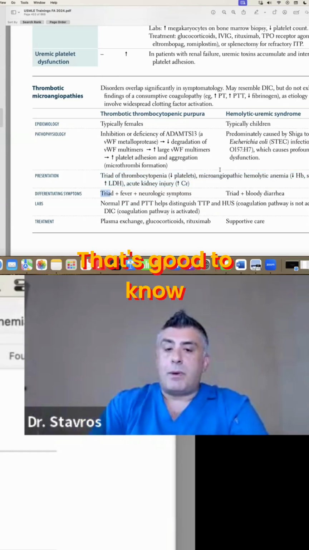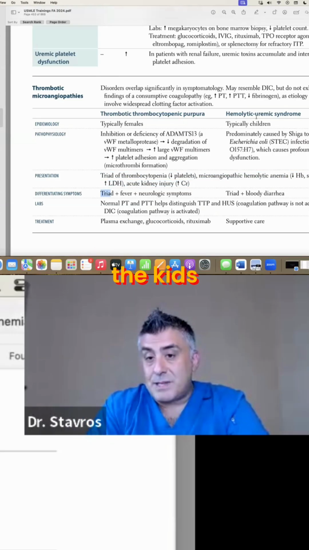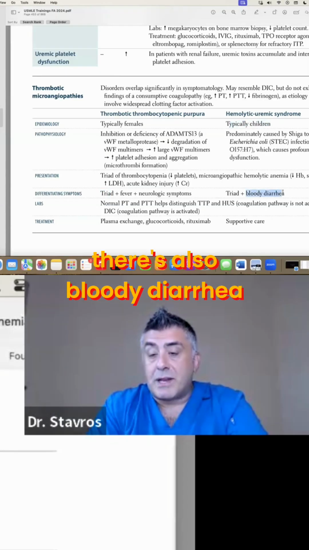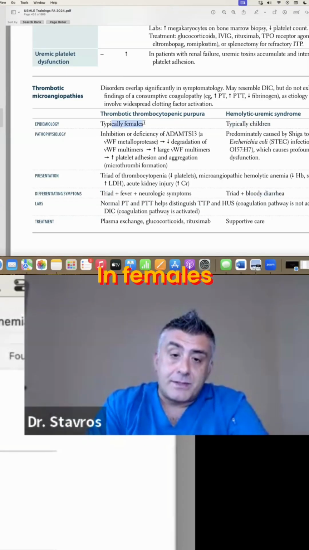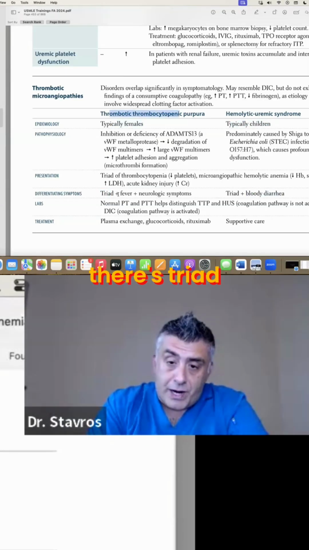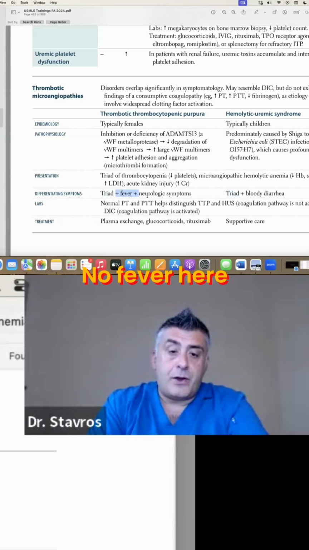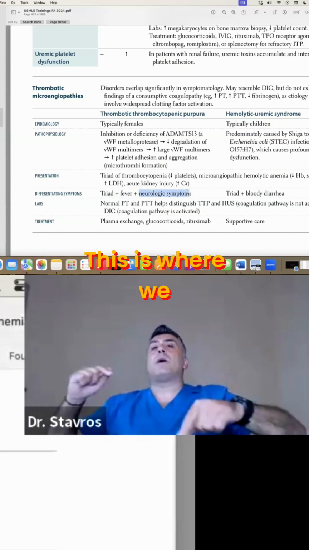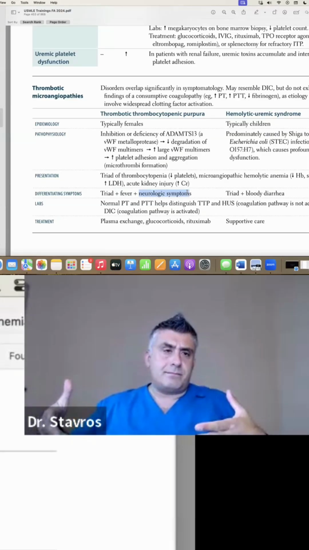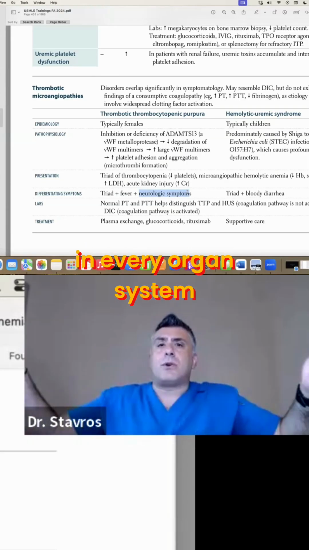That's good to know. But the difference, though, is the kids, besides being children, there's also bloody diarrhea. In females, right, in this TTP, there's the triad, same as this one, but there's fever, no fever here, and neurological symptoms. This is where we fall short. And not just in this topic, in every organ system.